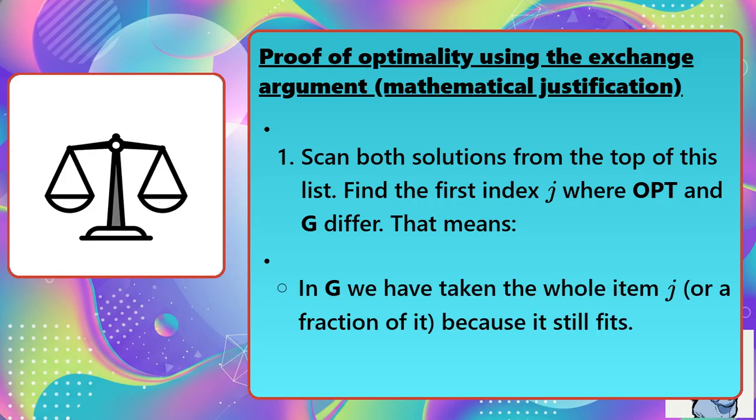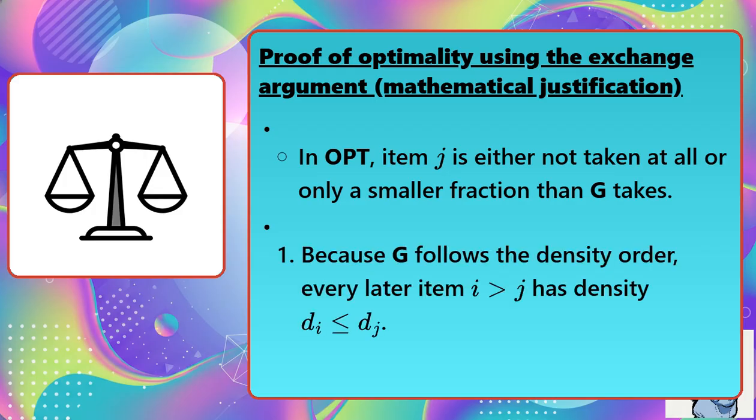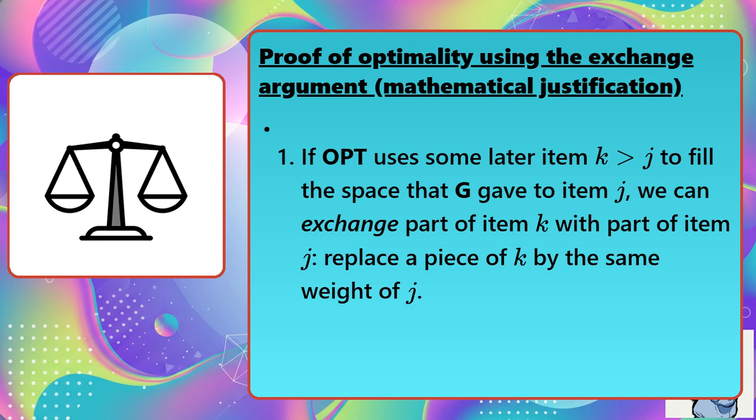In G, we have taken the whole item J or a fraction of it because it still fits. In opt, item J is either not taken at all or only a smaller fraction than G takes. Because G follows the density order, every later item I greater than J has density Di less than or equal to Dj.